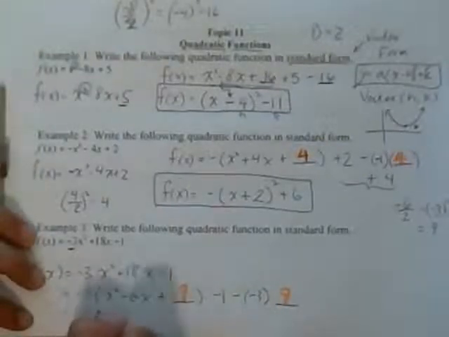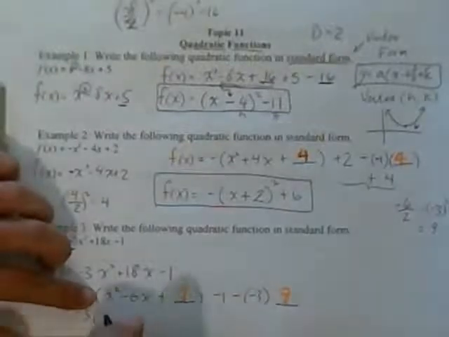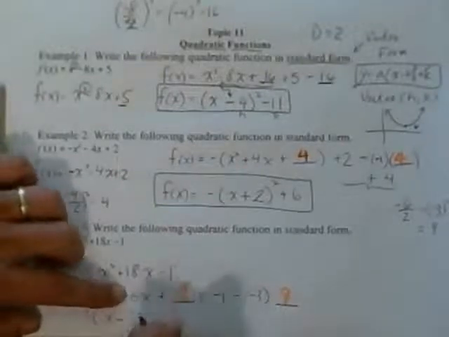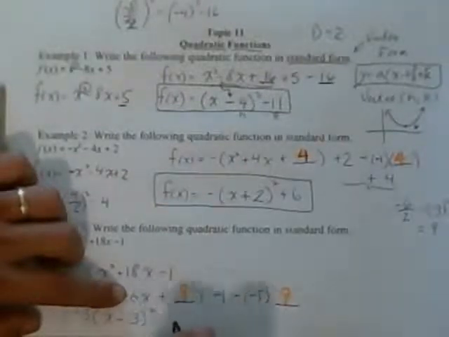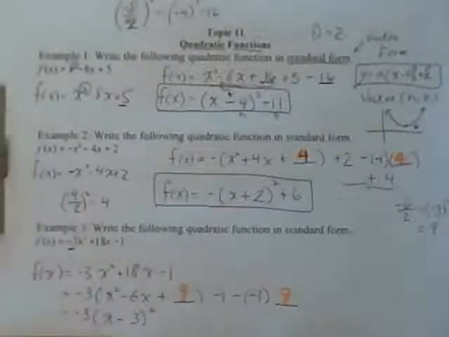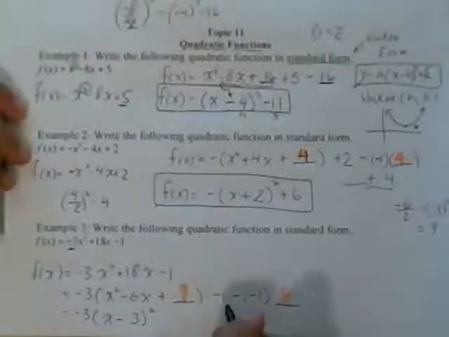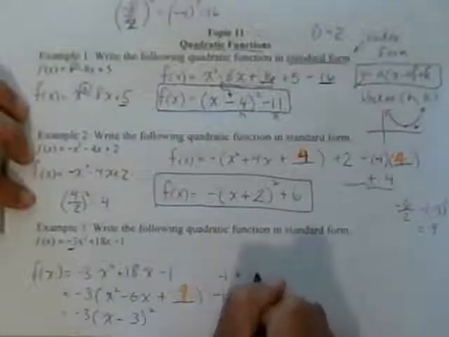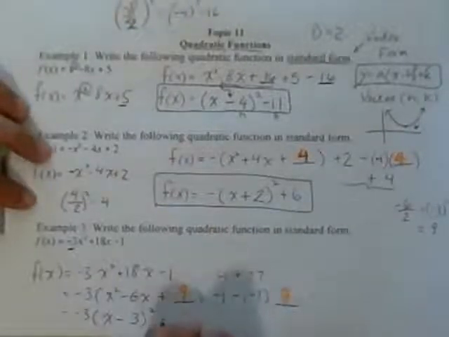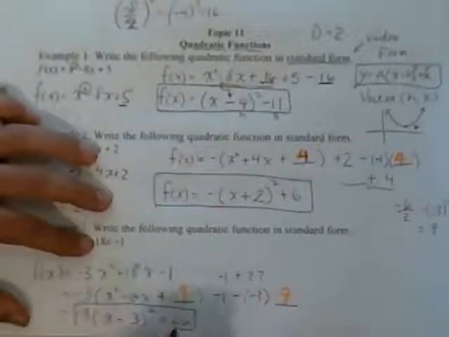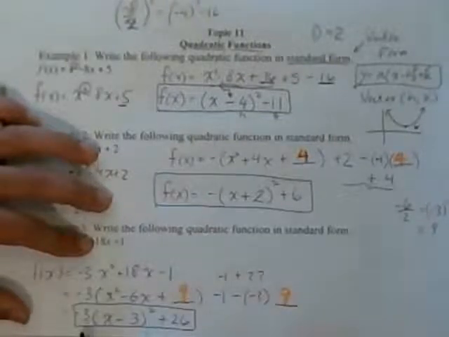That becomes negative 3. Let's factor that out. Square root of x squared, just drop the x, minus half of 6 is 3 squared. If you distribute that out, of course, it'll become that x squared minus 6x plus 9, the trinomial. We have to evaluate this. It's going to be negative 1. Minus and minus is plus 27. Negative 1 plus 27 is plus 26. And so there it is. I hope you can see that. Negative 3 parentheses x minus 3 squared plus 26.